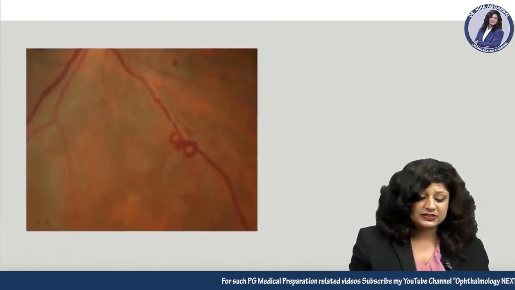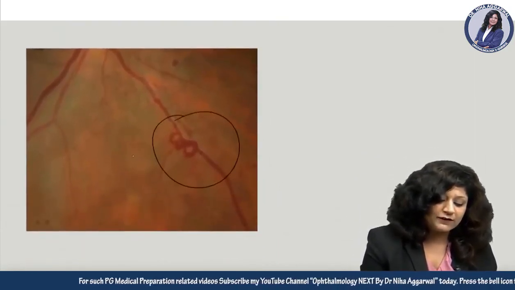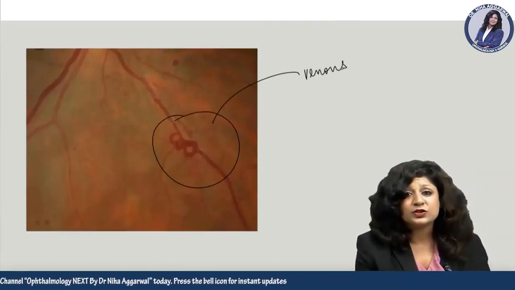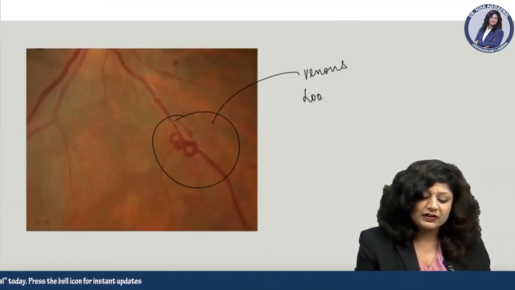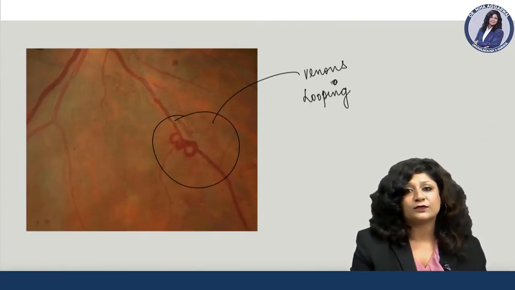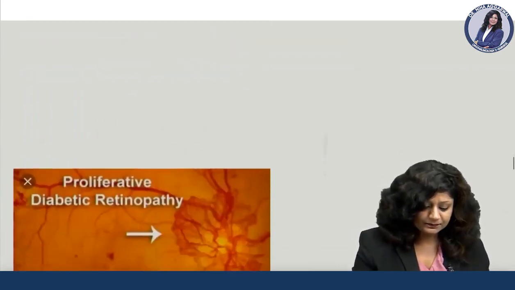Now this is another visual showing you a very beautiful venous looping. Can you see the H-shaped loop? This is the venous looping shown in the visual. So this is again a case of severe NPDR.